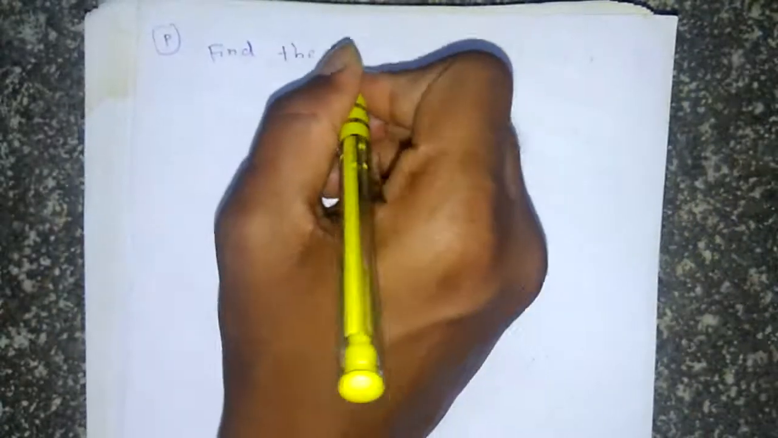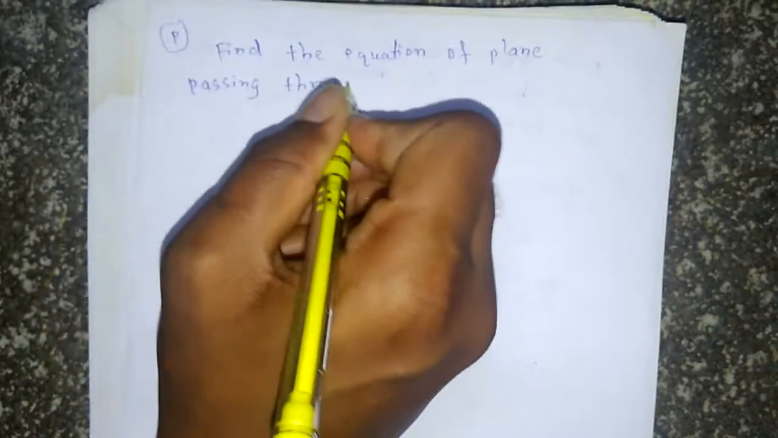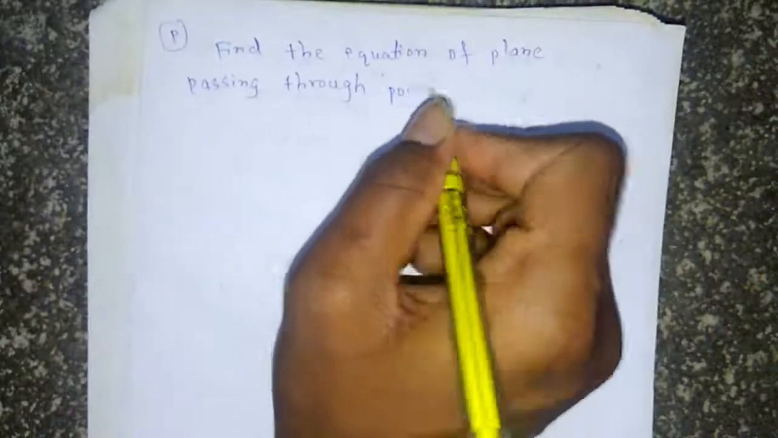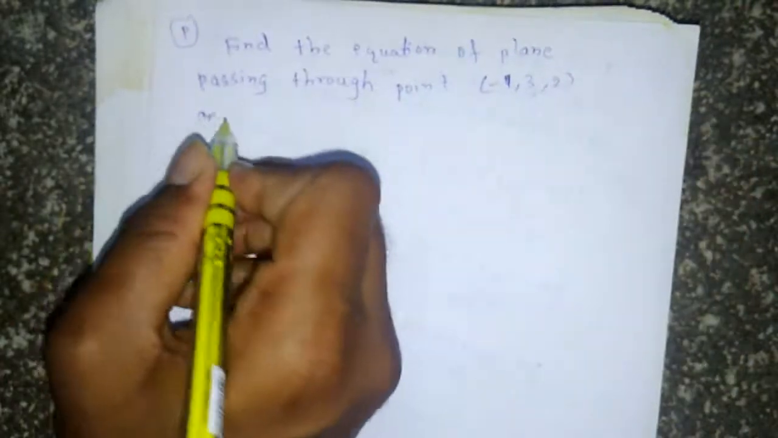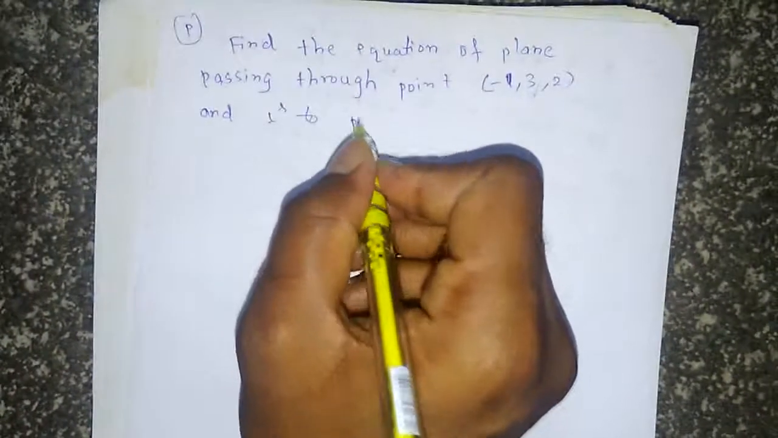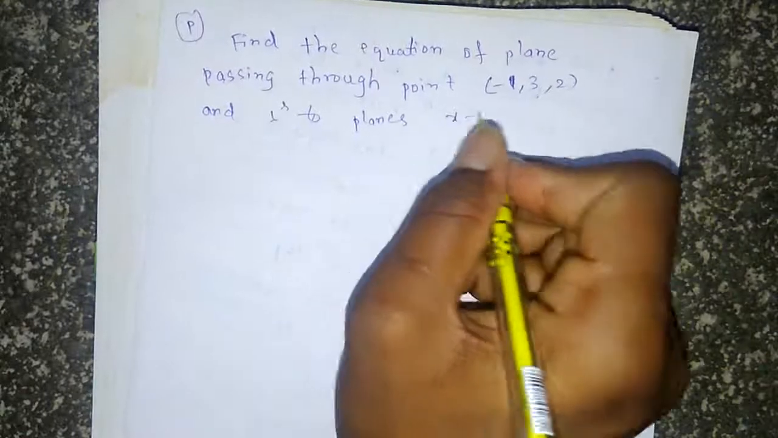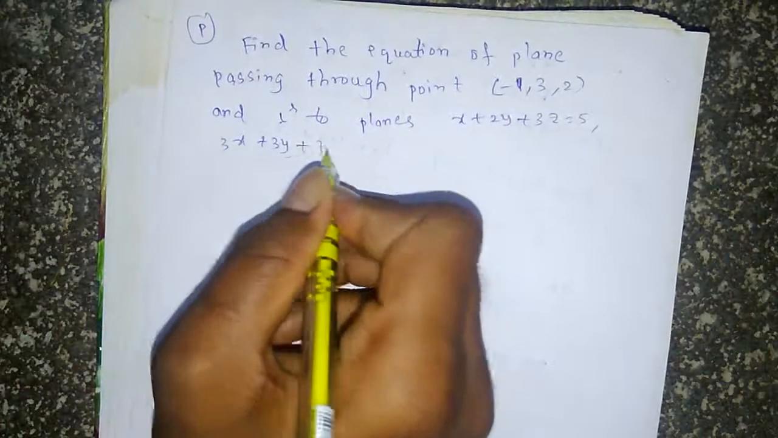Next problem. Find the equation of the plane passing through the point minus 1 comma 3 comma 2 and perpendicular to the planes x plus 2y plus 3z is equal to 5, 3x plus 3y plus z is equal to 0.